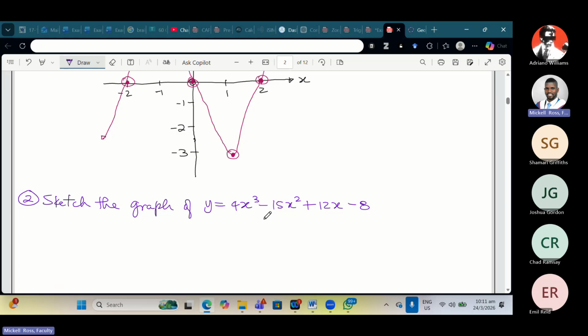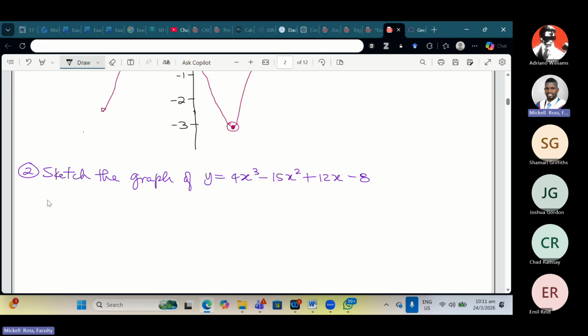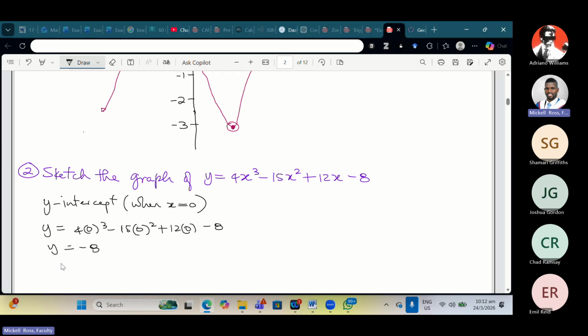All right, let's go ahead with this one. So we're going to go ahead right away. We're going to find the y-intercept when x is equal to 0. So y is going to be equal to 4 times 0 cubed minus 15 times 0 squared plus 12 times 0 minus 8. So y is going to equal -8. So the intercept is going to be 0, -8.